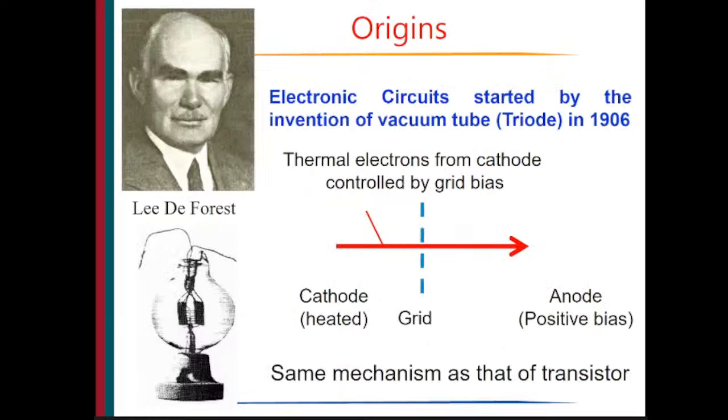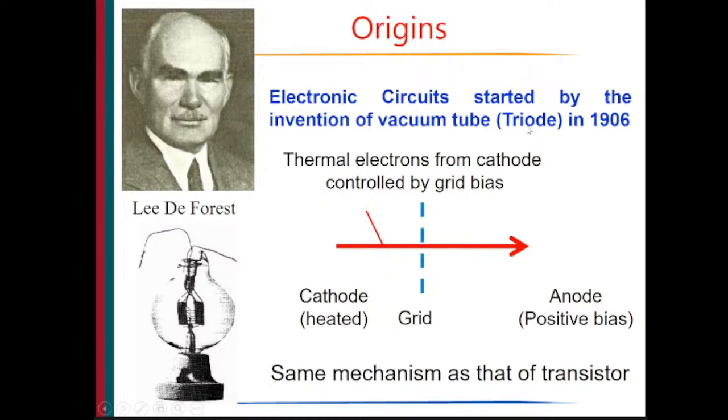So we want to just go back a little bit. It's a very brief history. The development of the transistors started a very long time back, more than 100 years back, in fact almost 115 years back. Lee de Forest invented vacuum tubes, the vacuum triode. Triode means there are three terminals, that is, three contacts from the device. That is why it is called triode.